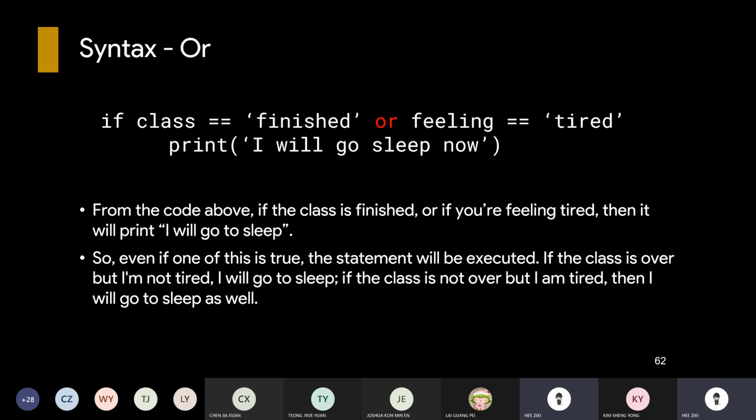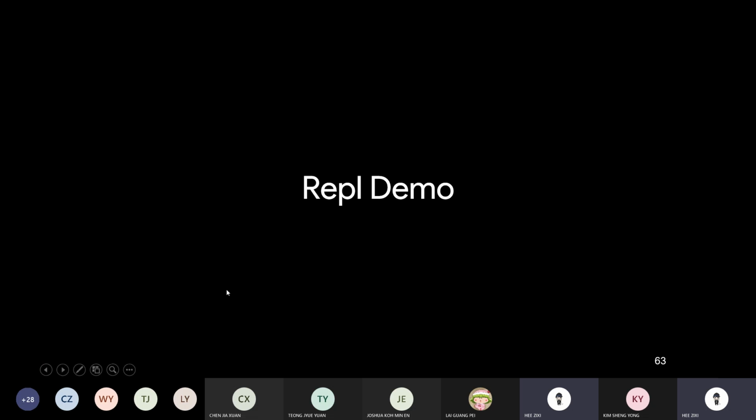Now, so from the code above, you see that if the class is finished, but I'm not feeling tired, I will still go to sleep because class is finished. It's true, right? Or if I'm feeling tired, but the class is not finished, I will also go to sleep because feeling tired is true. Remember, the OR keyword basically allows us to execute code even if one of these statements is true. Okay? Okay. So let's see a demo.